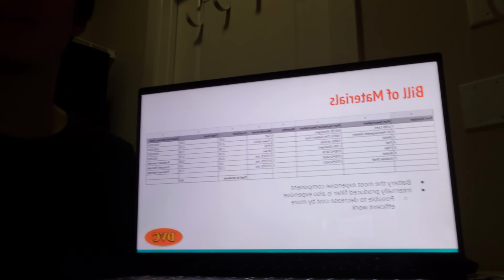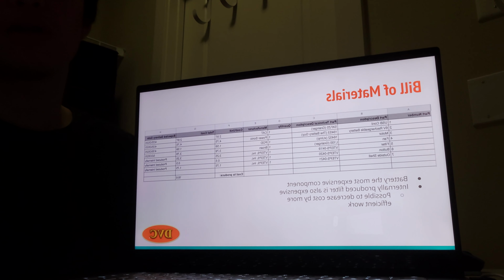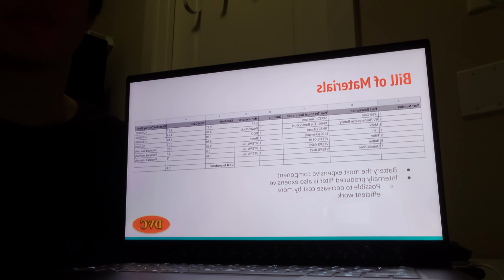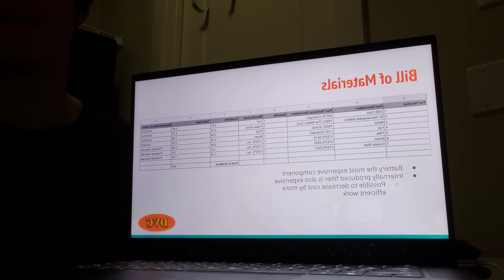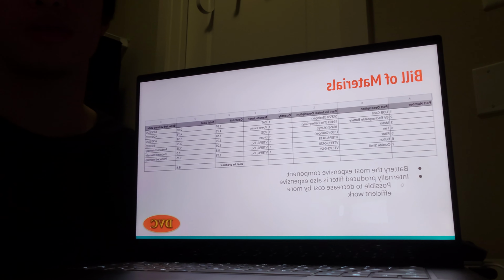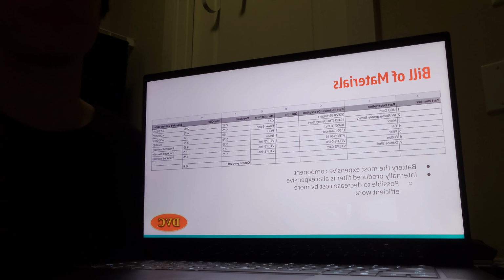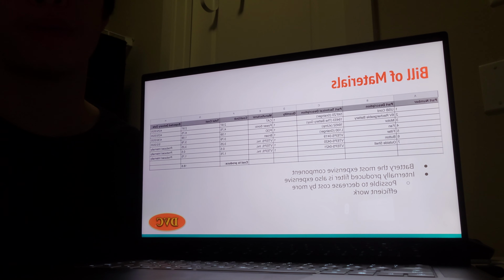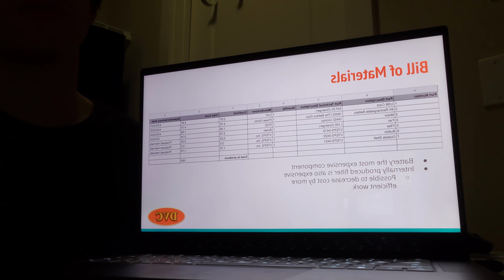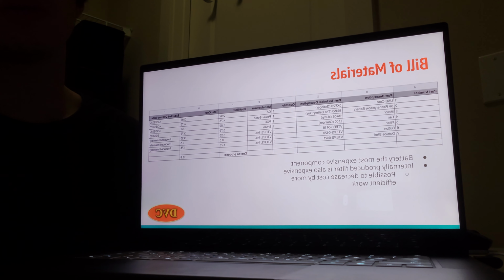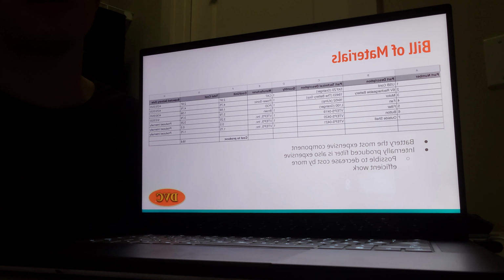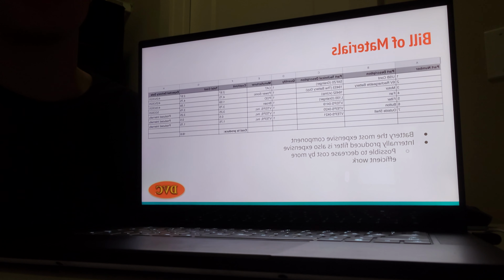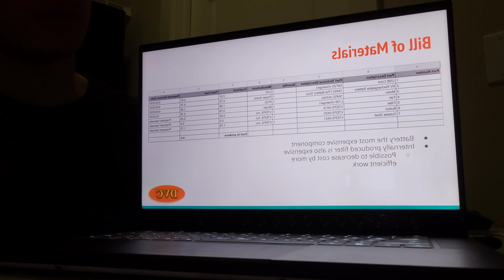The next thing is the bill of materials. We list all the components and the price of the cost. So we find that the battery is the most expensive component. It is needed to keep the battery life long. Another thing is the filter is also expensive. But if we reduce this, it will reduce the cleaning efficiency, so we cannot change it too much.